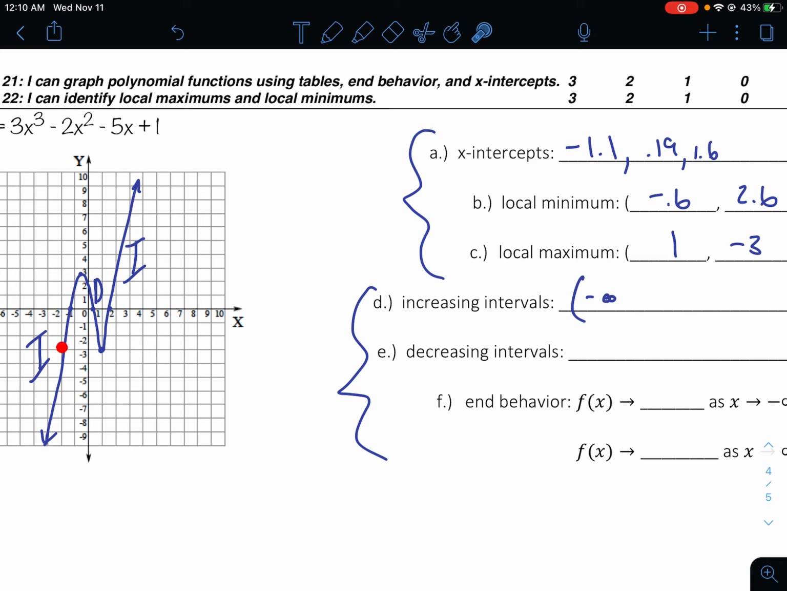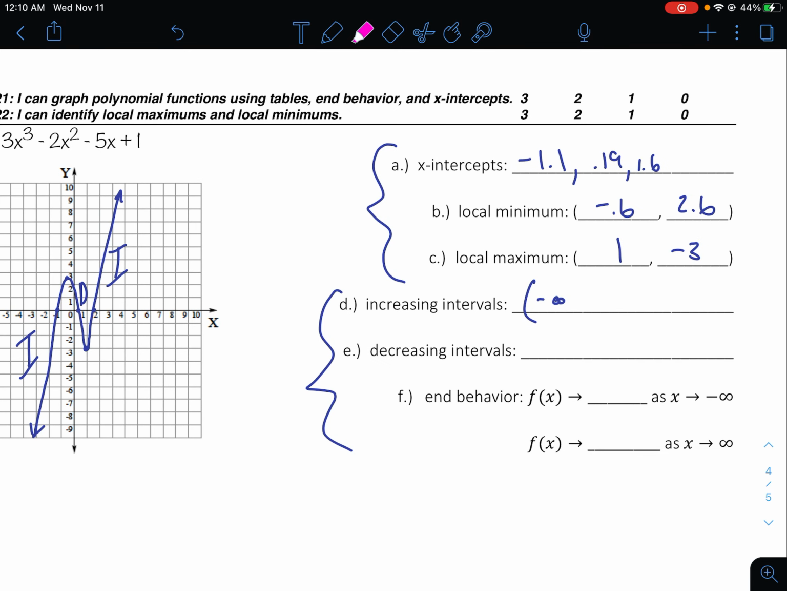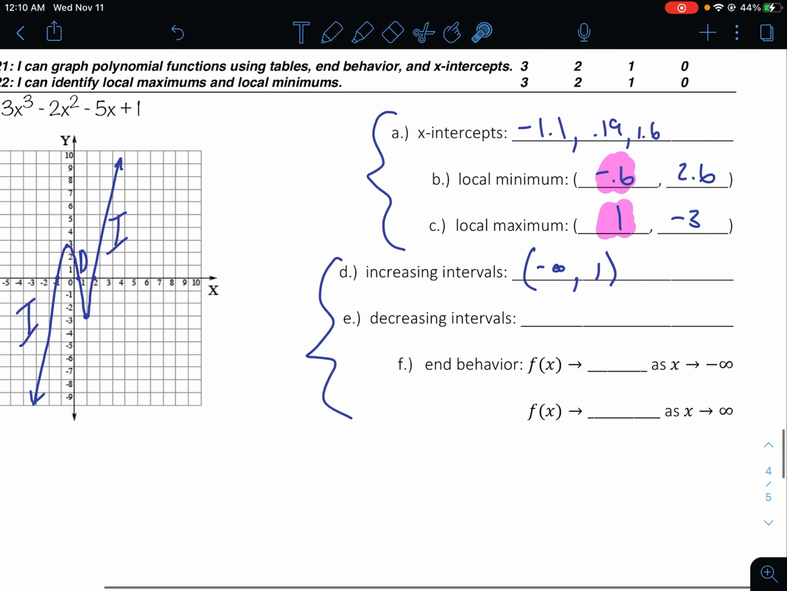And so where does it stop increasing? Well, it's increasing, and it stops right there at our local maximum. Now, what you need to remember is that when you're doing intervals, we only look at the x values. So we are only looking at these values right here. Okay? And so it increases all the way to this point right here, which is our local maximum. So we go to the local maximum and we look at the x value. So we do this with commas. So this means that it is increasing from negative infinity to 1.